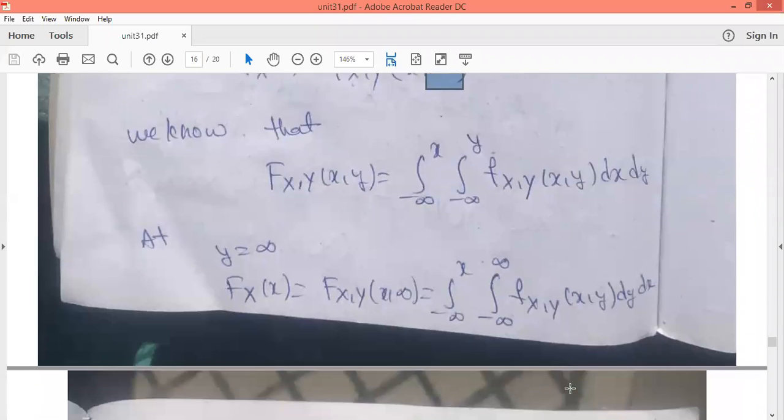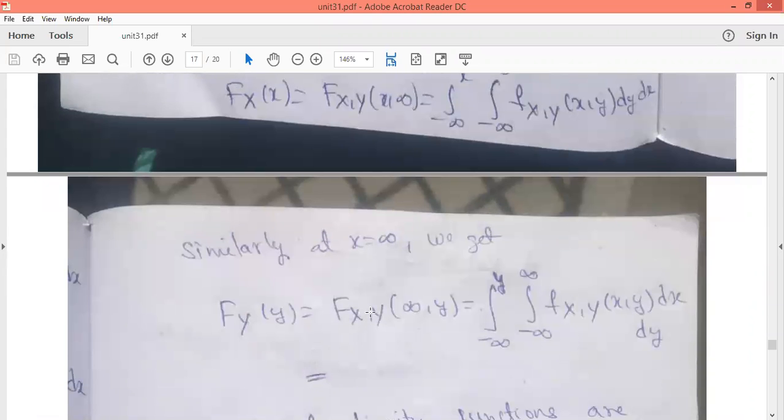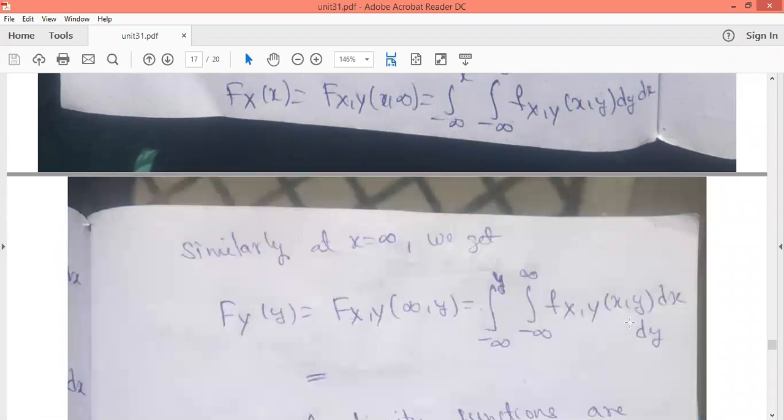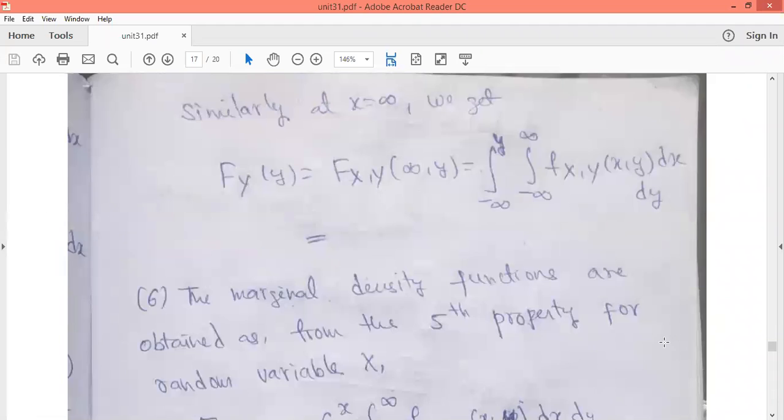Okay. Similarly, to find Fy of y, the x value will be equal to infinity. So what are the x limits? The x limits are minus infinity to plus infinity. Okay, minus infinity to y, fxy of x comma y dx dy. Okay, so this is our fifth property.